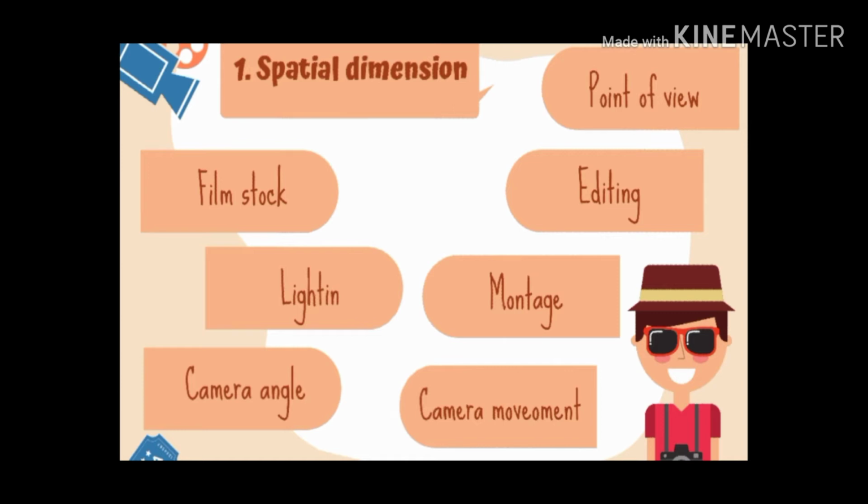Indoor lighting is usually accomplished using light fixtures and is a key part of interior design. Lighting can also be an intrinsic component of landscape projects. And the third is camera angle.